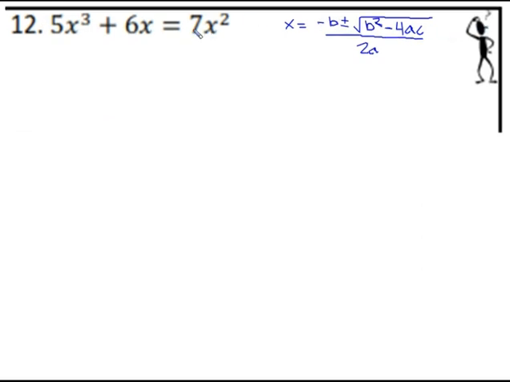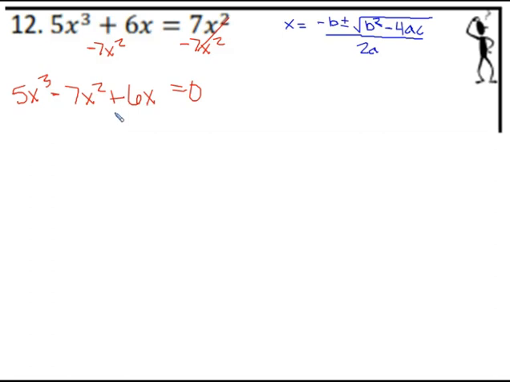Alright, so in order to get it set equal to 0, let's subtract our 7x squared over here. And notice how I'm putting it in between the x to the third and the regular x, because it would be found in between those two exponents. So we're left with 0 equals 5x to the third minus 7x squared plus 6x. Now since it's equal to 0, we want to try to factor it. That way we can use our zero product property to find our solutions.